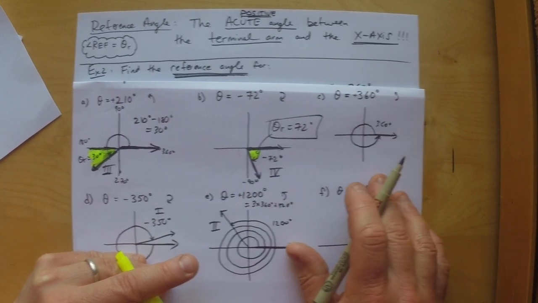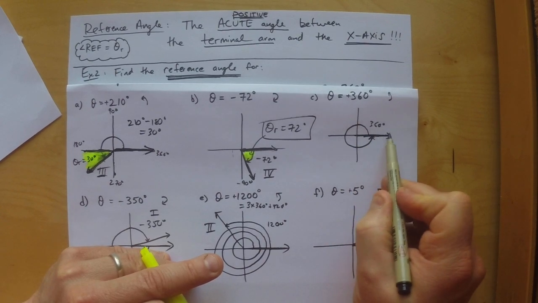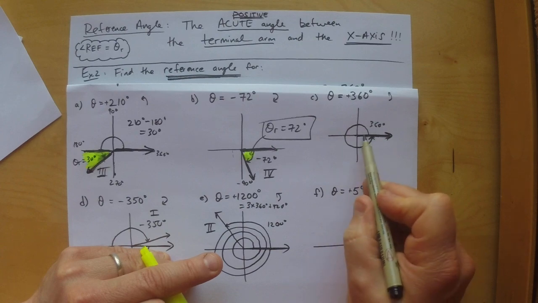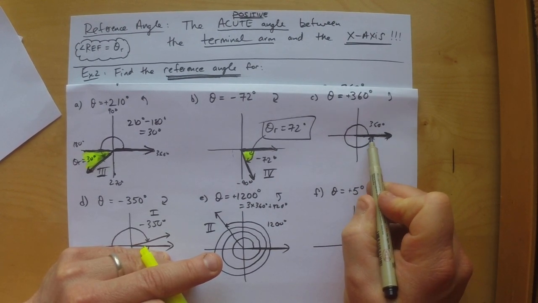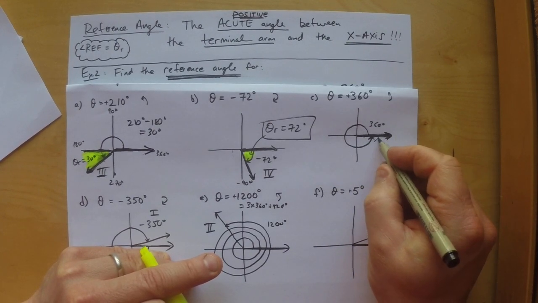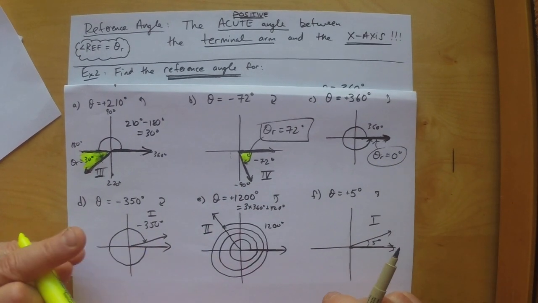Useless. Next one. Uh-oh. The terminal arm is here, between the terminal arm and the x-axis. Well, how big is that angle between the terminal arm and the x-axis? It's 0. Or it could be 180, but that's bigger than 90. So it's going to be right there. There's nothing there. The reference angle is 0.